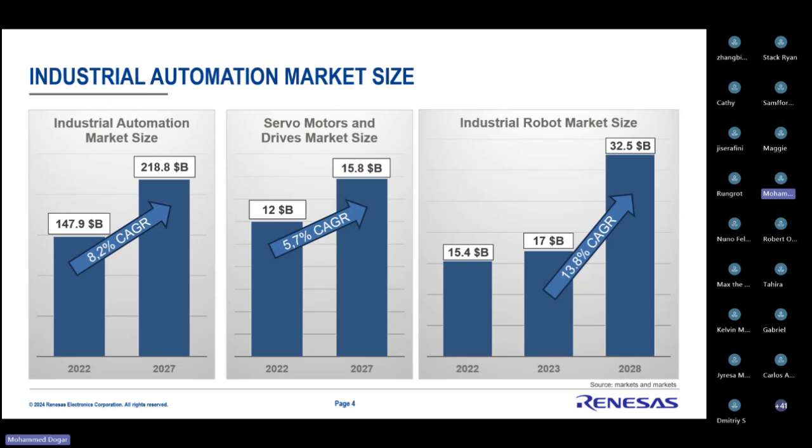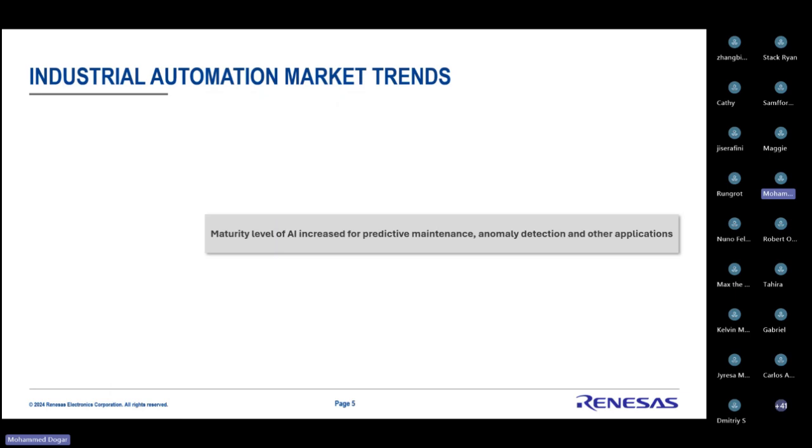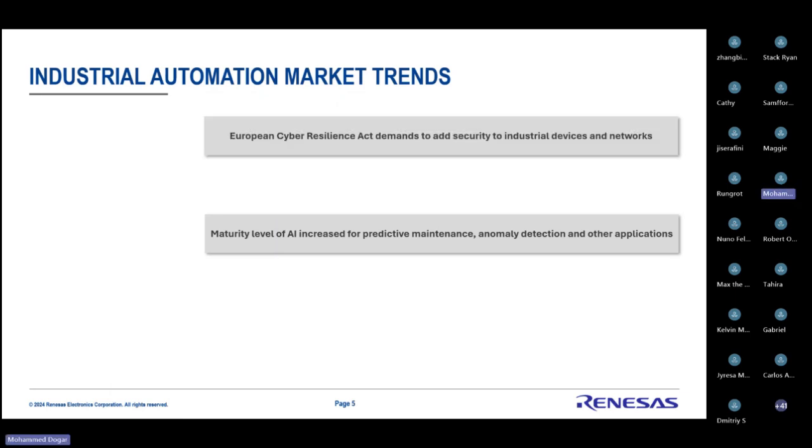So I think my message here is the industry is there, the market is there. What do we do to capitalize on this growth? And really, for what we're seeing from our side at Renesas is, how can we help our customers to have these leading solutions? In terms of the market trend, certainly one thing we are seeing is the security aspect. There's a lot of legislation, but certainly in Europe, there's the European Cyber Resilience Act that demands to add security to the industrial devices that really asks for full end-to-end security solutions and reporting and infrastructure as well.